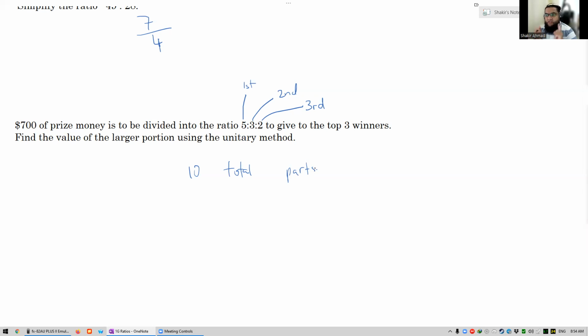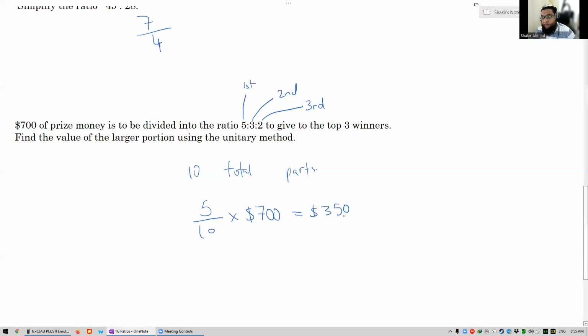So first thing, total parts. Second thing, fraction. So I want to know the value of the larger portion. So 5. So 5 out of 10. It's 5 parts out of the total 10 parts. 5 out of 10. And now we multiply by 700. And that's it. And you put in a calculator, that's going to be half. That's $350. Without using a calculator, you should be able to see that 5 over 10 is half. Half of 700 is $350.